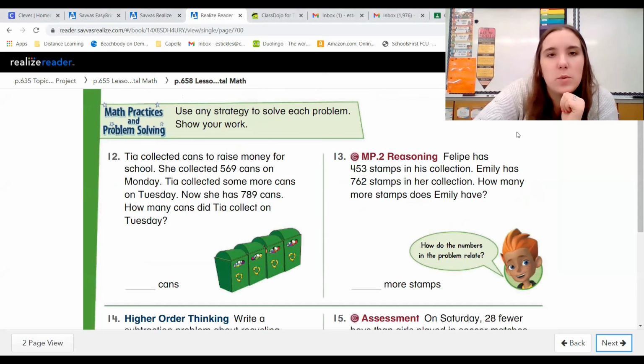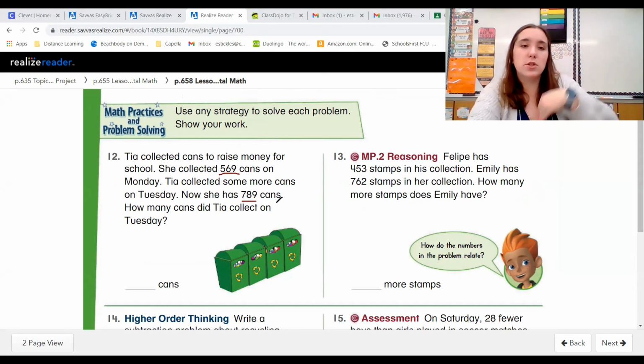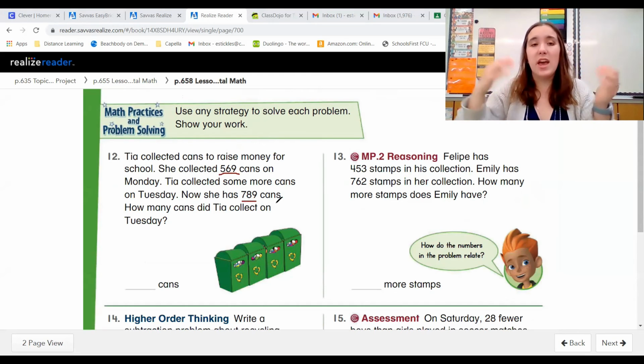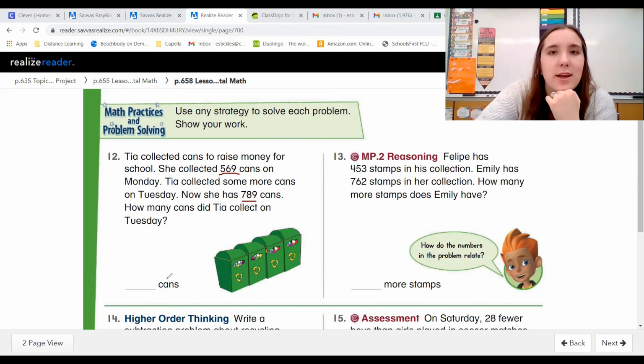You lucky ducks, we're actually just going to do one last one. Let's read it, and then you're going to solve it. Tia collected cans to raise money for school. She collected 569 cans on Monday. Tia collected some more cans on Tuesday. Don't know how many. Now, total, she has 789 cans. So how many cans did Tia collect on Tuesday? So she collected 569 on Monday, some more on Tuesday, and now her total altogether is 789. So I want you to think, how could you set this up as a subtraction problem? Do your work, solve it, find your answer, and then come back to me when you think you're done, and we'll double check.